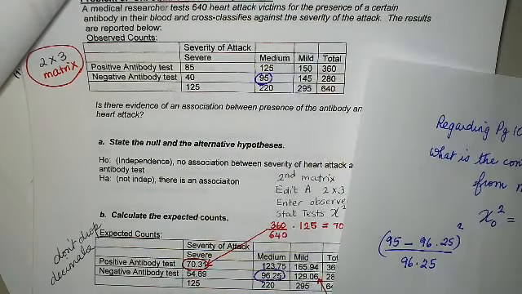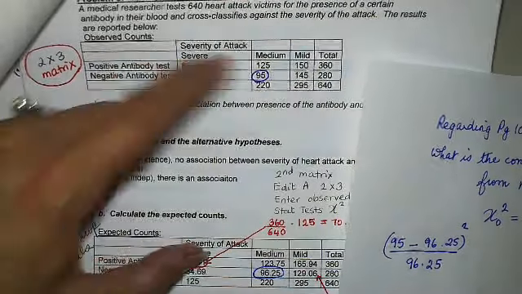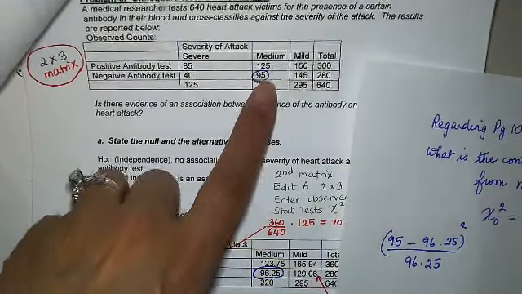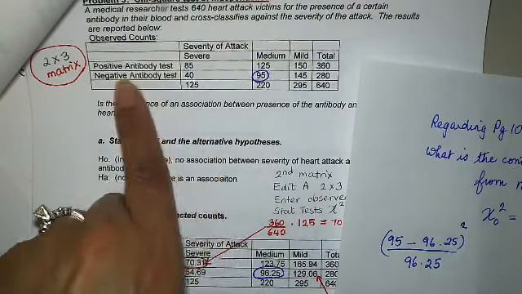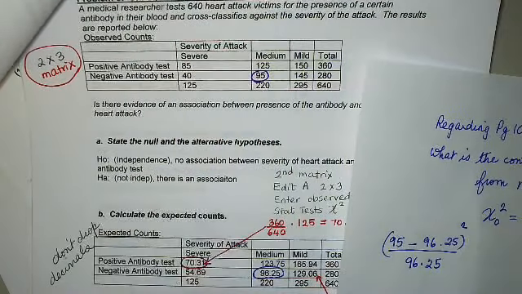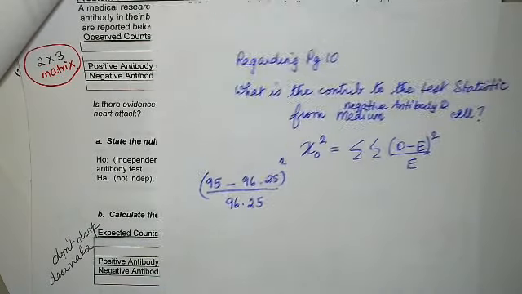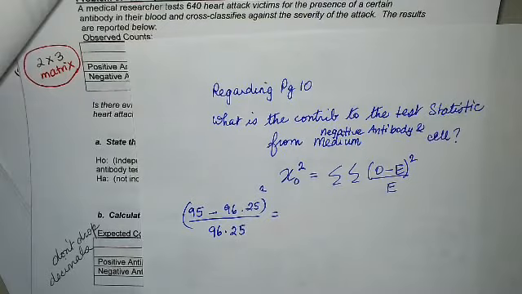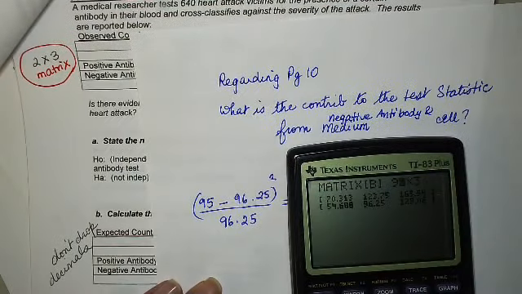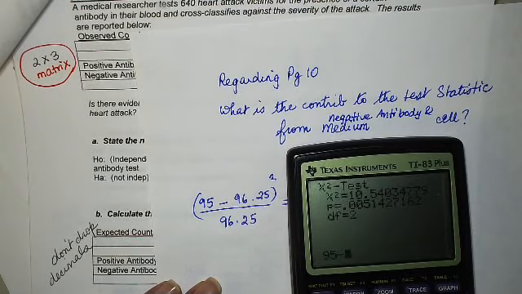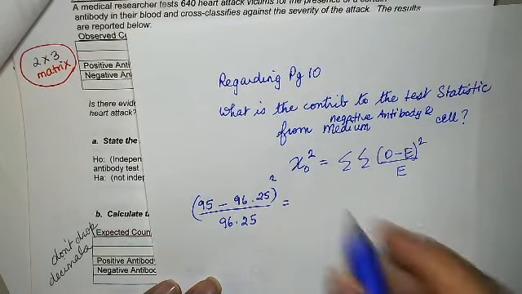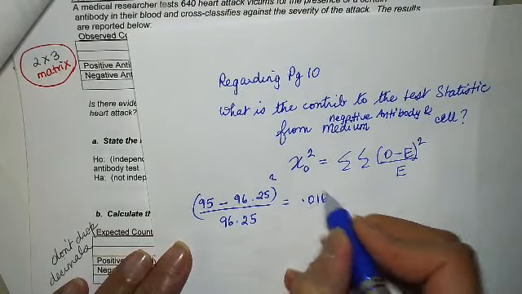So the answer to this would be 95 minus 96.25, squared, over 96.25. Does that make sense to you? So I would have 6 of these, one for the first cell, one for the next cell, and so forth. I'm only asking you to do it for this cell right here, medium and negative antibody. So 95 minus 96.25, square it, divided by 96.25, and that gives me what?